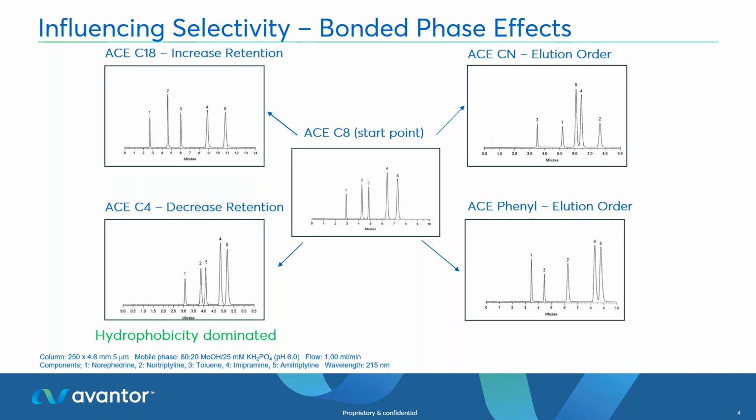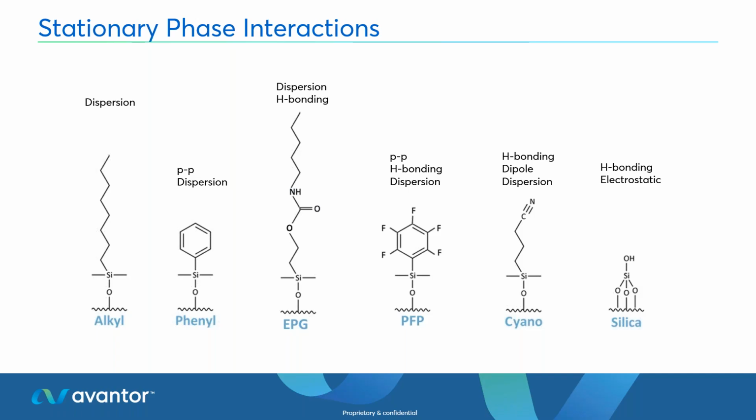So as I mentioned, C4, C8, C18, main mechanism of interaction there is hydrophobicity. When you're thinking about cyano phase, it's a strong dipole. When you're looking at a phenyl phase, it's more of a pi-pi interaction with the analytes in your sample. And you can really start from your analyte structure and think about how is that going to interact with my stationary phase. You can see here an example of an alkyl chain, C8 chain. It's got those hydrophobic interactions with your hydrophobic analytes.